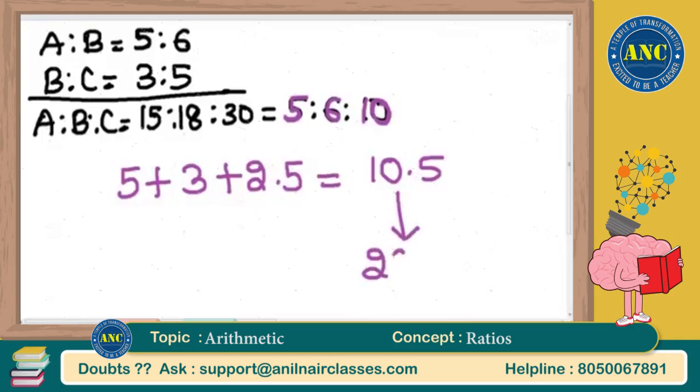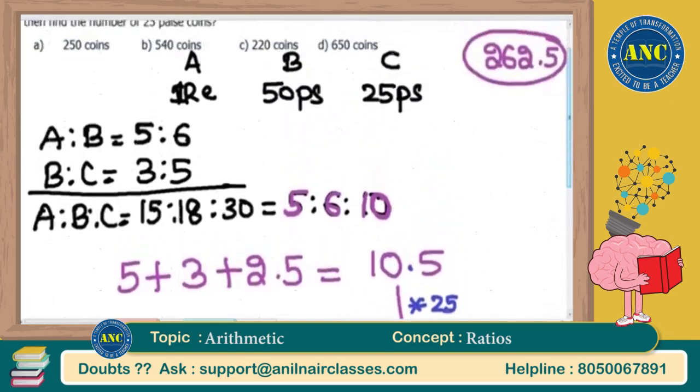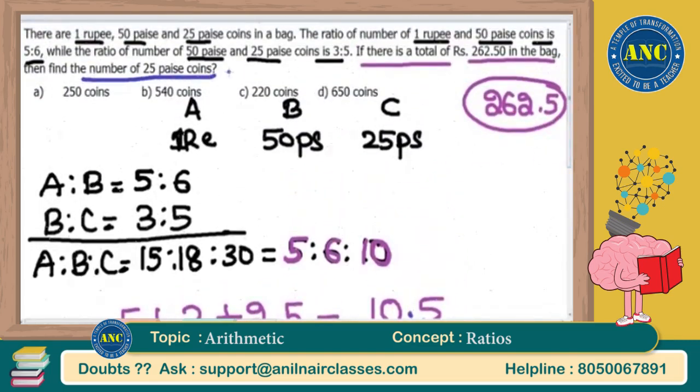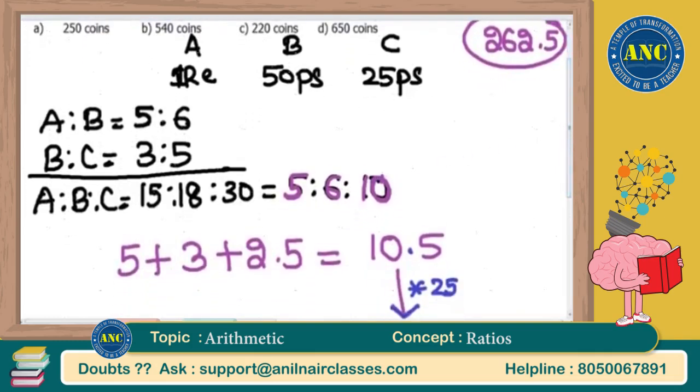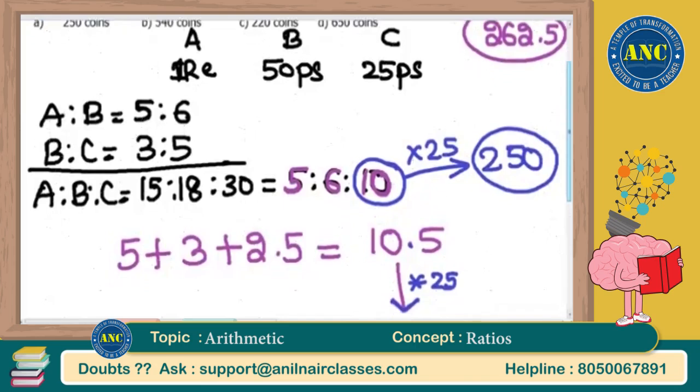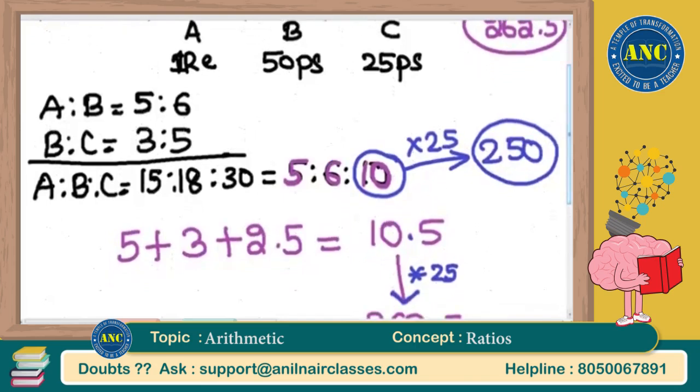According to the question, it is 262.5. 10.5 should become 262.5. The multiplying factor is 262.5 divided by 10.5. It is 25. That multiplying factor you need to find out, sir. What is the question? How many 25 paise coins are there? According to the ratio, there are 10 25 paise coins. That also multiply by 25. Very, very easy and the most beautiful way of solving questions.